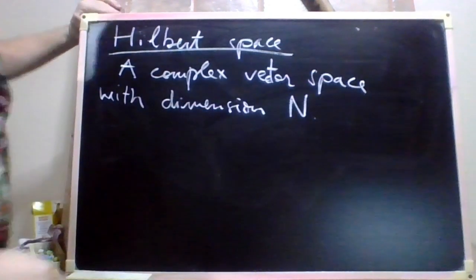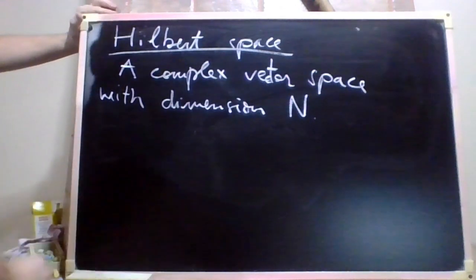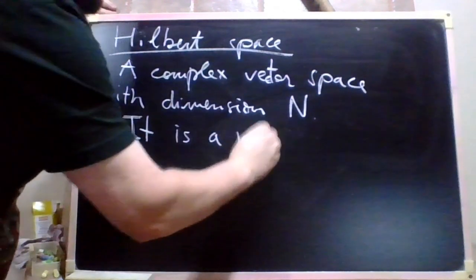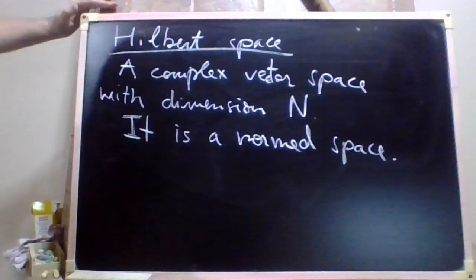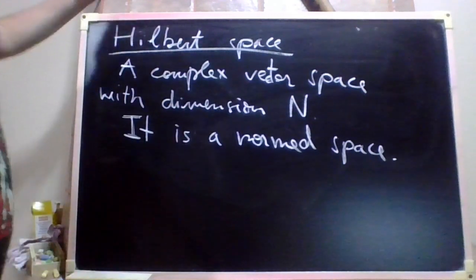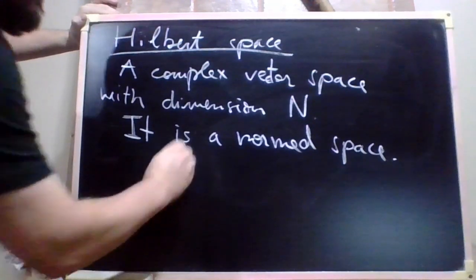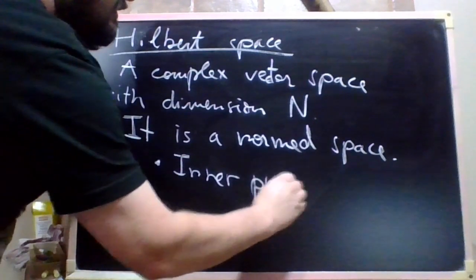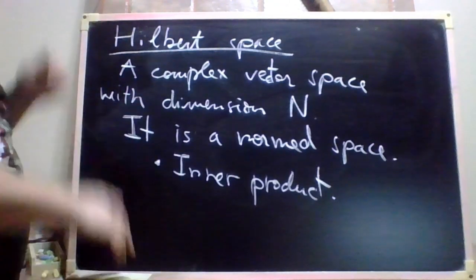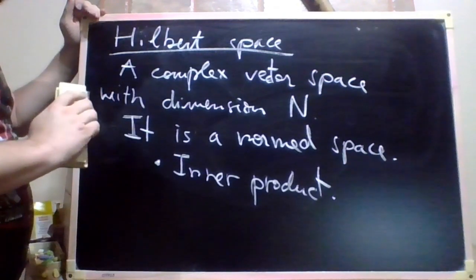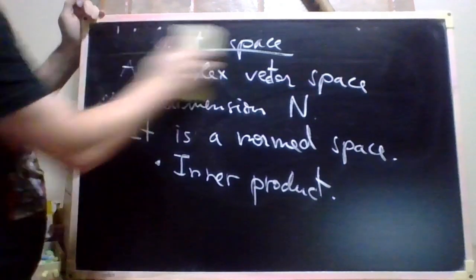And it has the property of a norm. It is a normed space, which means vectors have a norm defined by, in this case, an inner product, or scalar product. But in this case, it is a complex product of vectors. So, let's start with Dirac's notation, because everything will be built using that notation, which I guess simplifies things a lot. So Dirac's notation.